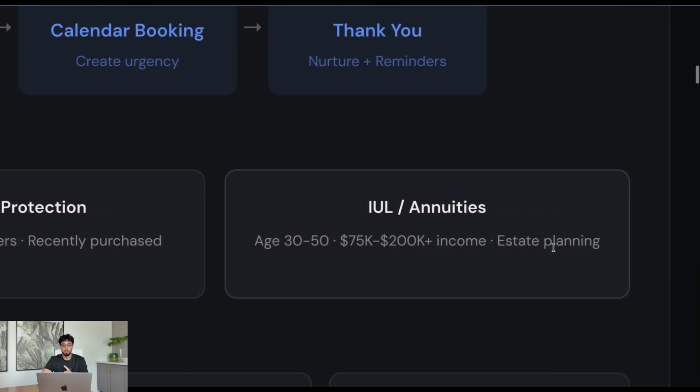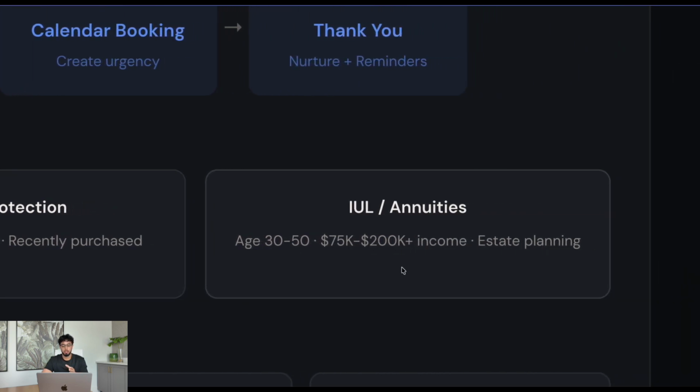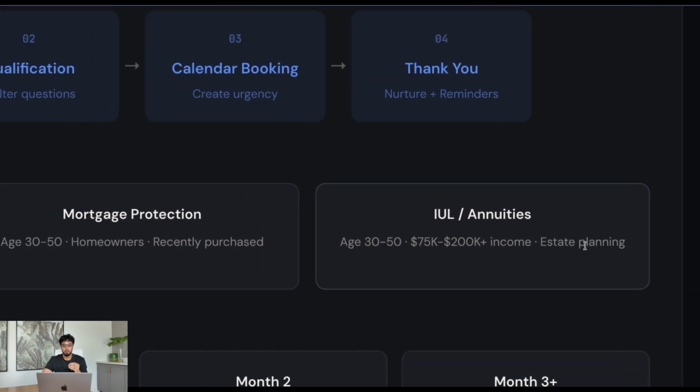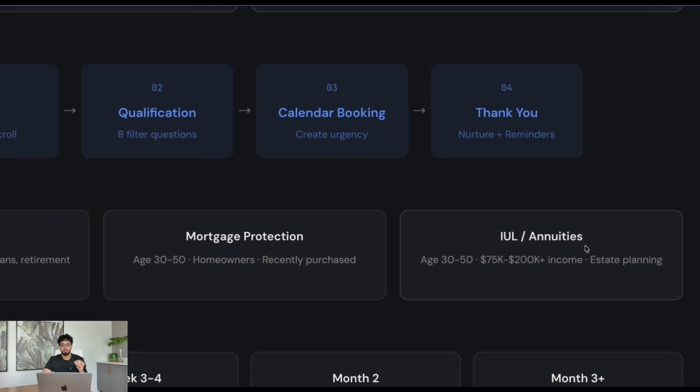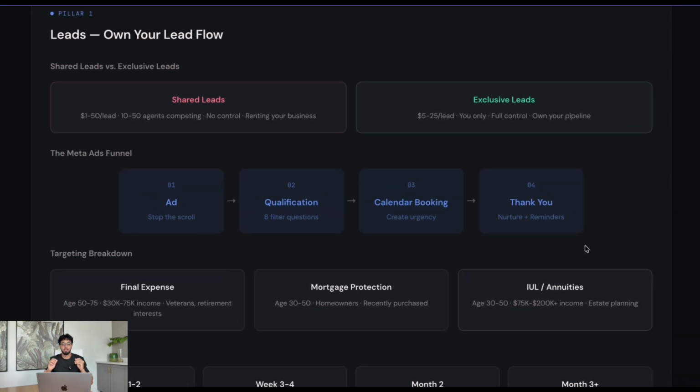For IUL and annuities, typically on the younger side as well, unless it's annuities and they have lots of assets and income. On the higher end of the income range, some people even go into estate planning or something of that nature. So figure out your targeting, work that into the ad and actually build that ad around that audience that you're targeting. You can't speak to everybody, because if you speak to everybody, you're speaking to nobody. You need to target one specific audience.